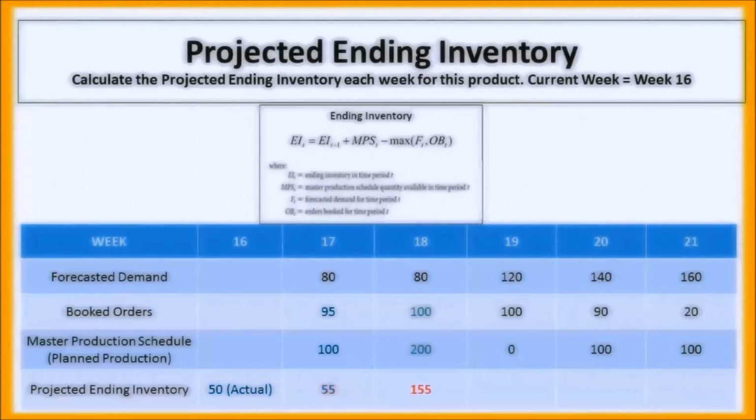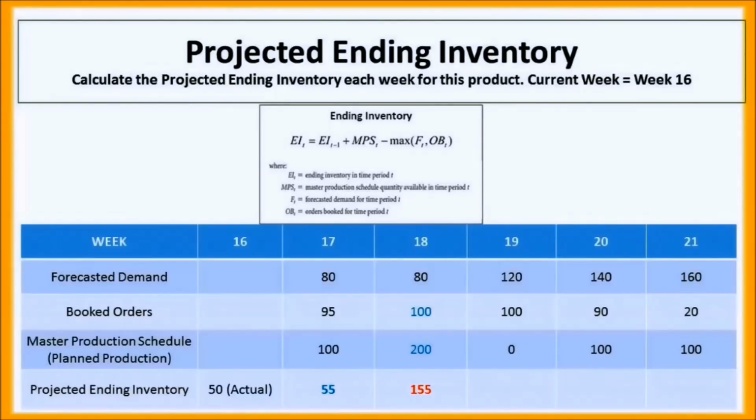Let's go to period 18. So this calculation is similar. In week 18, we are trying to find the projected ending inventory, and that is equal to the ending inventory from the previous week, so 55, plus the master production schedule for the week that we're in, so that's 200, minus the maximum of either the forecasted demand or the booked orders. In this case, the booked orders is greater than the forecasted demand, so that's the number we will use. 55 plus 200 minus 100 gives us a projected ending inventory of 155.